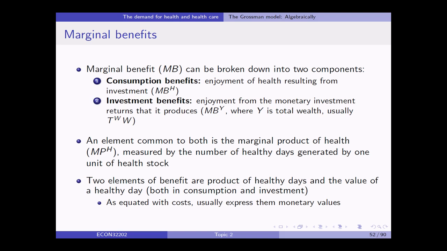So because we have two different elements of benefit, we need to think about both of these together. But an element that is common to both marginal benefits of consumption and marginal benefits of production is this idea of marginal product of health. So the marginal product of health is how much more health you get by investing one more unit in that health investment. And essentially, if you want to think about this, it's the number of extra healthy days you can have by increasing the investments in health by 1 unit to generate 1 more unit of health stock.